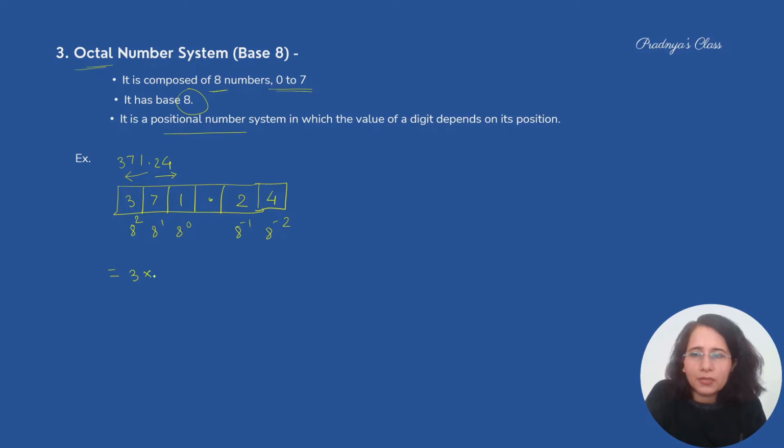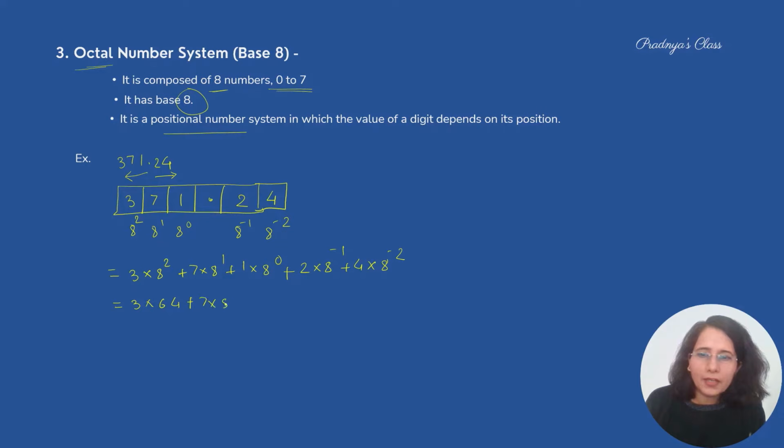It will be 3 into 8 raised to power 2 plus 7 into 8 raised to power 1 plus 1 into 8 raised to power 0. Then we have to take the negative power: 2 into 8 raised to power minus 1 plus 4 into 8 raised to power minus 2. Solve along with me. So it will be 3 into 64 plus 7 into 8, and you know any number raised to power 0 is 1, so 1 into 1 will be 1. And here we can write 2 into 1 divided by 8 plus 4 into 1 divided by 64.